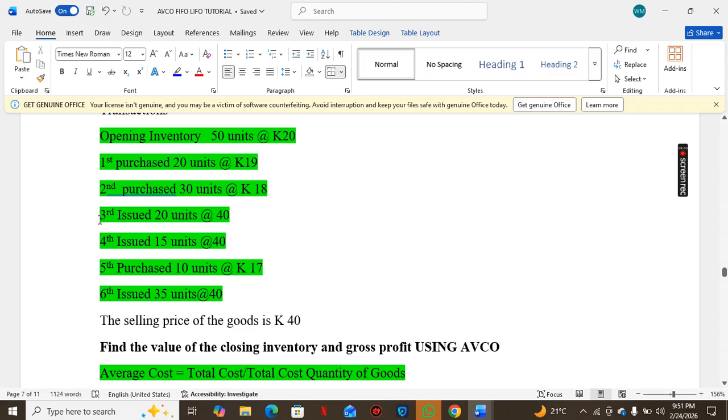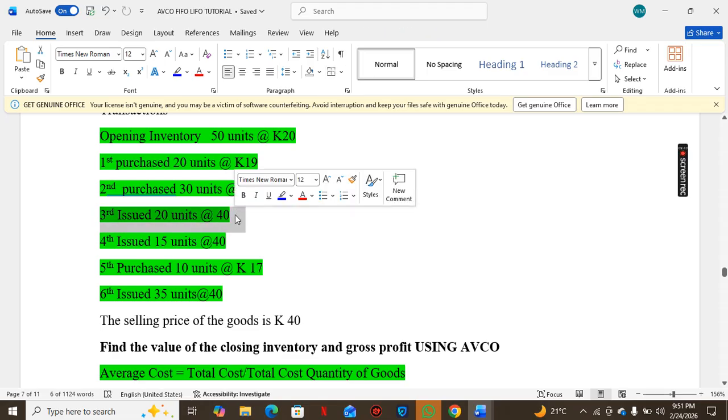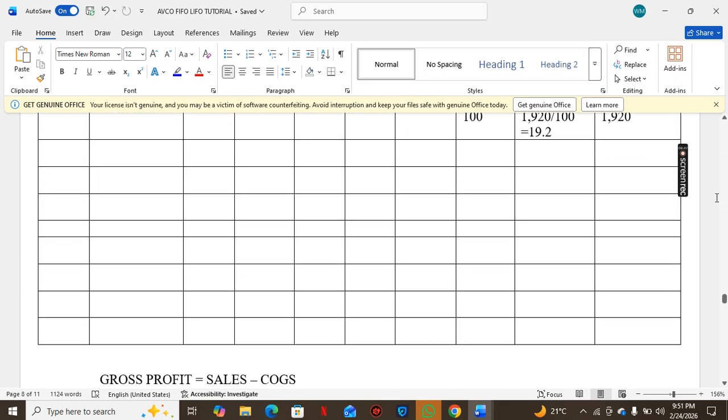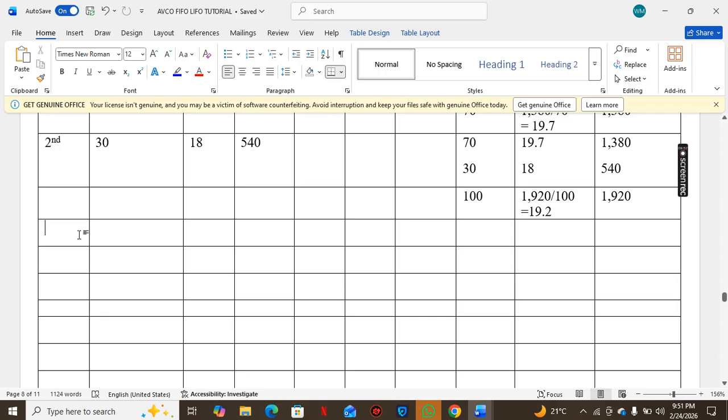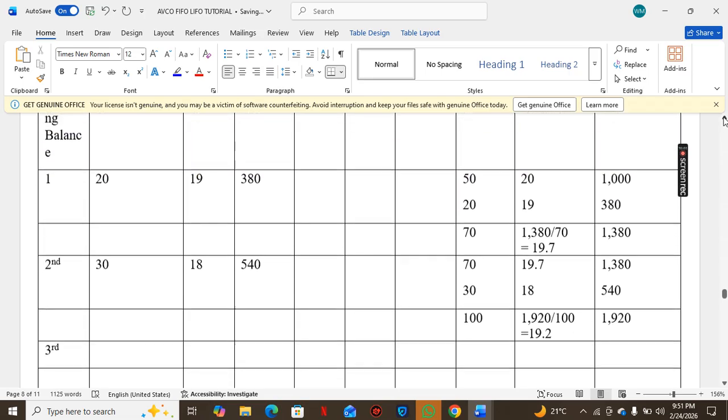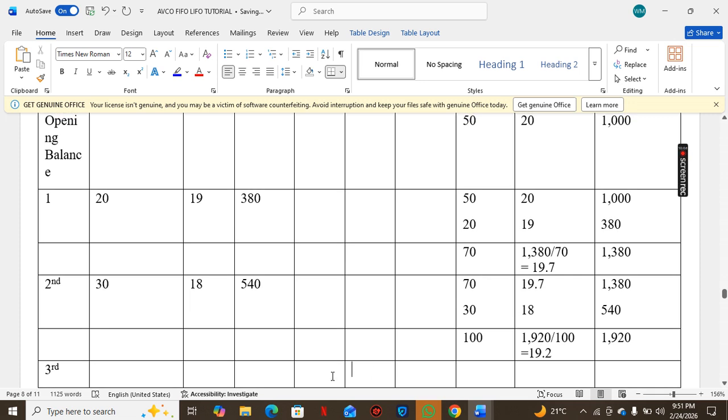Okay, so next we issued 20 units at 40 kwacha. On the third, issued out 20 units. Remember, we value at cost. So don't put 20 kwacha here. Dr. Enos will mark you wrong.